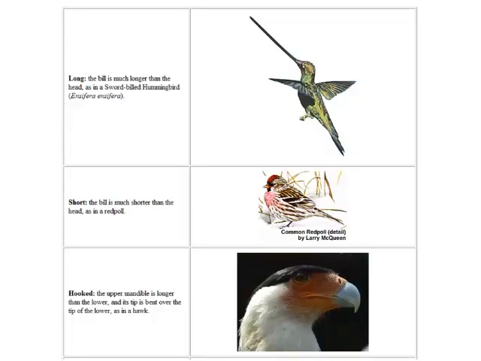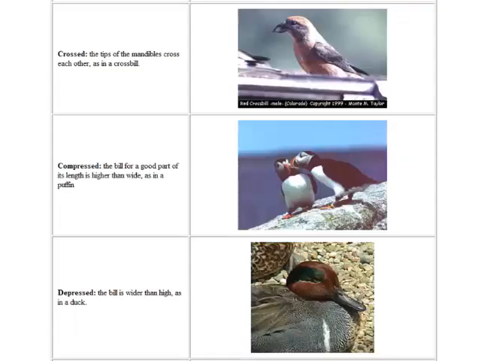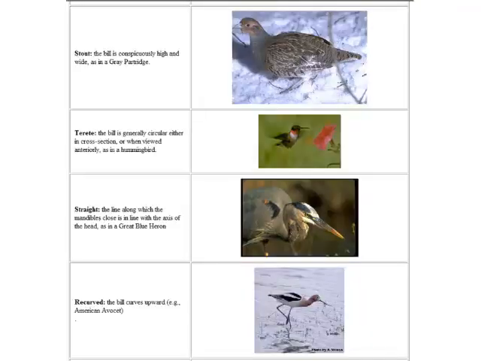Finally, I'll give you a couple of characters of the bill, and these are self-evident for the most part. Long bills are longer than the head. Short bills are much shorter than the head. Hooked bills, the upper mandible's long and bends over the lower. Crossed bills, the upper crosses with the lower. Compressed bills are compressed laterally. Depressed bills are depressed from top to bottom, much wider than high, like a duck. Stout bills are generally cone-shaped kinds of things.